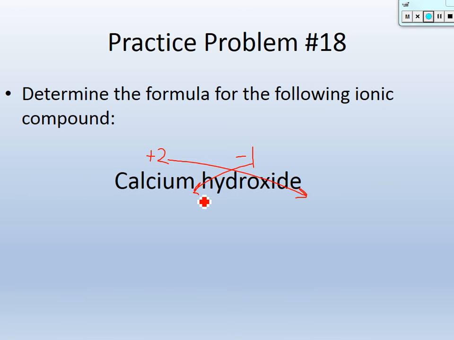And now we have to write the formula. What's the formula or the symbol for calcium? Ca. What number comes by the calcium? The 1. Do I need to write it? No. Now, let's move on then. Hydroxide is what? OH. But now we have a problem. Where does this 2 go?